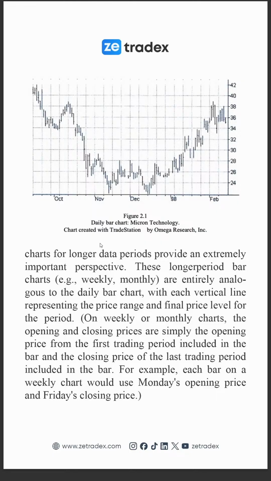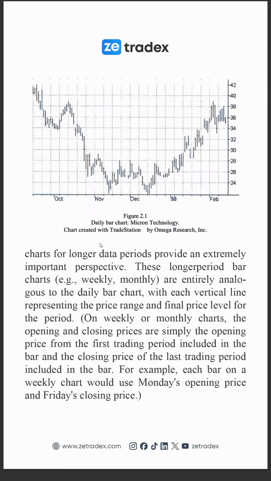Now let's zoom in a bit and see exactly what we're talking about. This is a weekly, or let's say this is the monthly time frame. Sorry, yeah, the monthly time frame. The opening and closing prices are simply the opening price from the first trading period, which, let's assume, is the start of the year. This is December. This should be January at this point here.